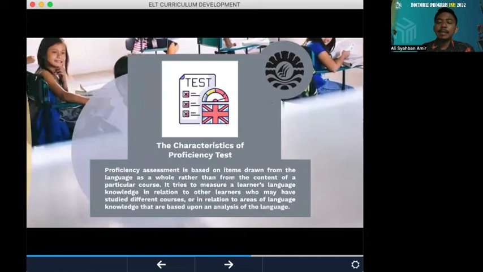Here are the characteristics of a proficiency test. Proficiency assessment is based on items drawn from the language as a whole rather than from the content of a particular course. It tries to measure a learner's language knowledge in relation to other learners who may have studied different courses, or in relation to areas of language knowledge that are based upon an analysis of the language.